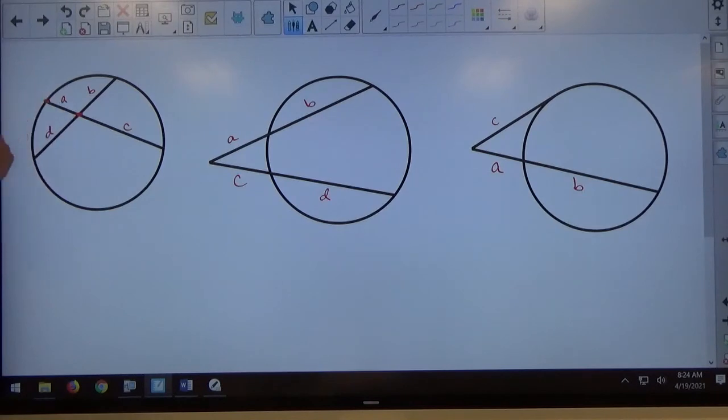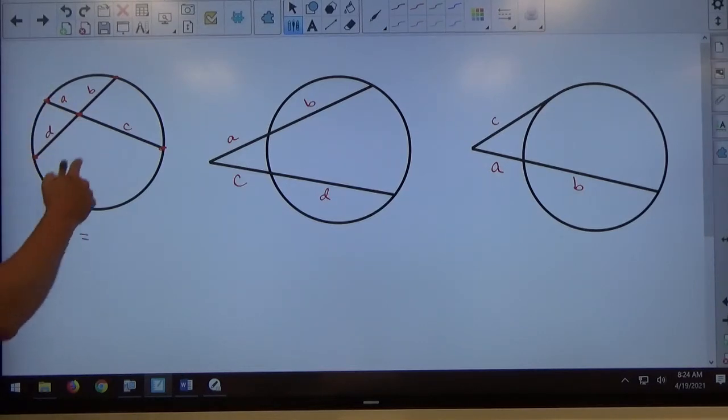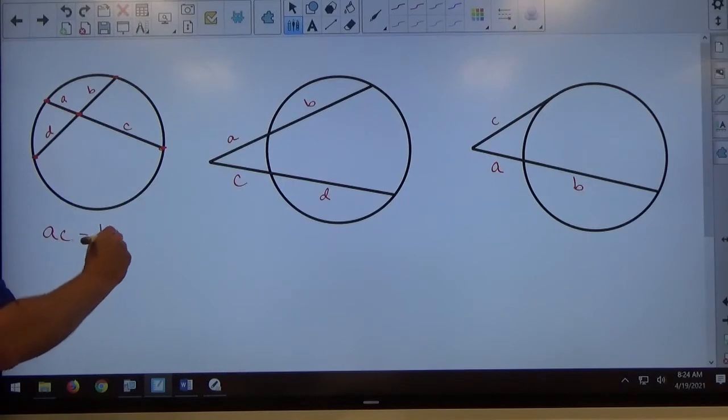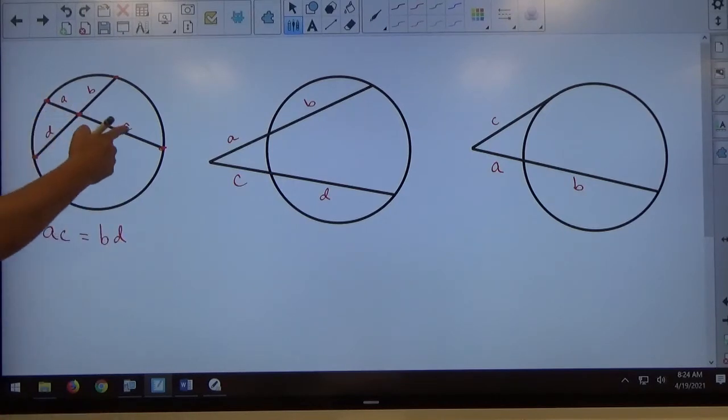So A is that little piece, C is the remainder of that chord, D is that little piece, and B is the remainder of that chord. Okay. When two chords intersect inside the circle, the product of the pieces of one chord equals the product of the pieces of the other chord. So particularly A times C is equal to B times D. The product of these two pieces equals the product of those two pieces. Okay. So that is the property we'll use for that picture.